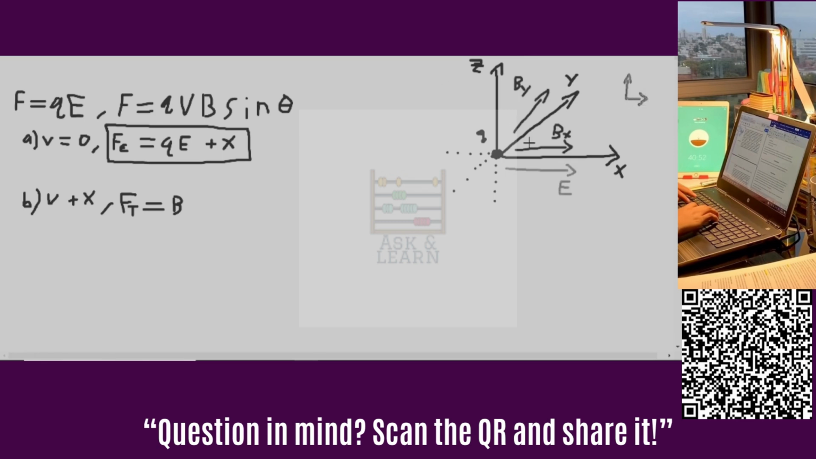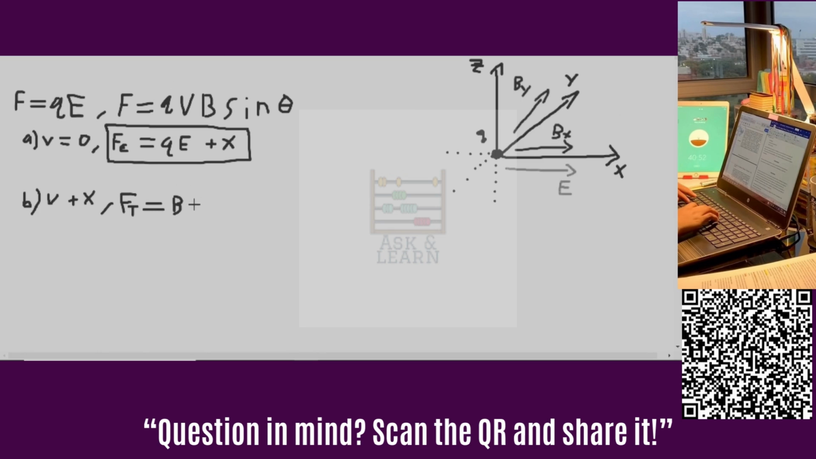Bx will be 0. Because for the case of the y traveling into the page, and the velocity traveling along the positive x-axis, they make a right angle. So they are perpendicular, which means we have sine of 90 degrees, which is 1. So that one will give us a force.